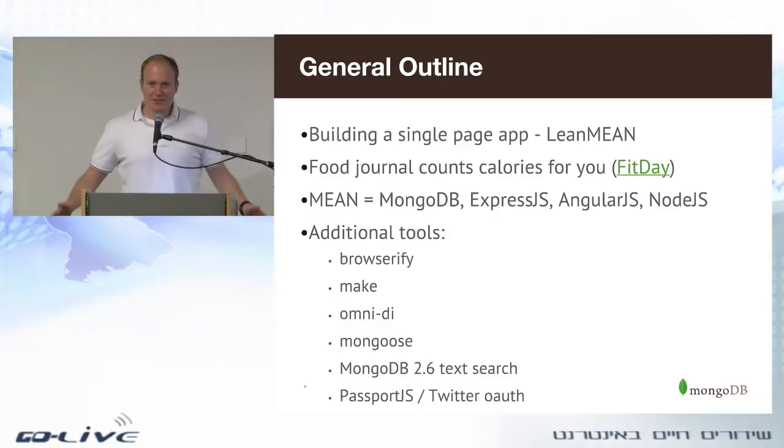General outline. What we're going to be building is a full stack single page application called Lean Mean, which is going to be a food journal. It's going to help you count calories and basically enter in, I ate this much of this food. It'll tell you how many calories that is. For those of you who don't know, MEAN stands for MongoDB, ExpressJS, AngularJS, and Node.js. It's a fun little acronym that symbolizes the union of these really cool hip technologies.